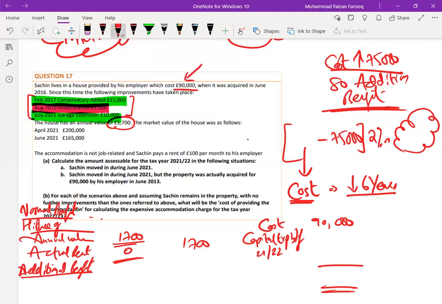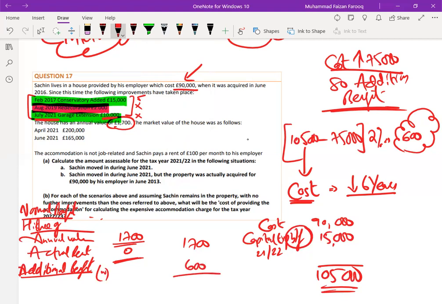But which one should I take? Both 15 and 10, or what should I do? 15,000 will be taken. Only I will take this. I will leave the second one because although it is a capital expense, it was incurred during the tax year, and we have a rule: before the tax year. So I am going to add 15,000. It will give me 105,000, and I will get an answer of 600 after applying the interest rate. So additional benefit, I did a working and I got 600.